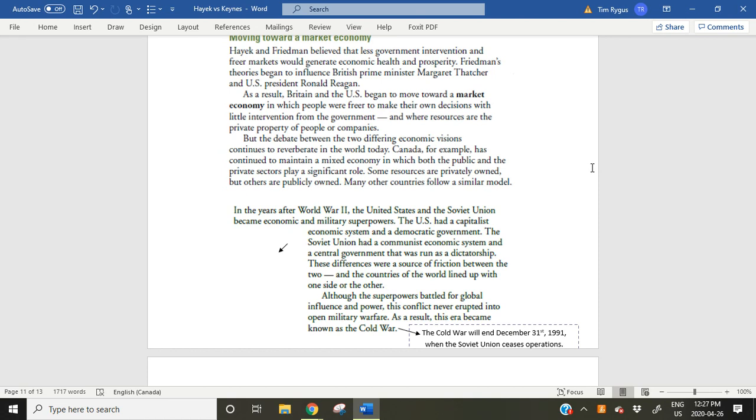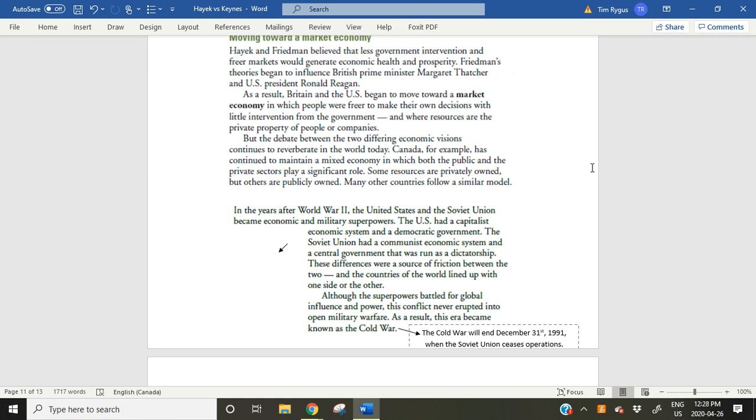Canada, for example, has continued to maintain a mixed economy in which both the public and private sectors play a significant role. Some resources are privately owned, but others are publicly owned. Most countries in the world follow a similar model. Interestingly enough, even if you go back and read Adam Smith, the godfather of economics and the market economy, even he supports having public education. So it's interesting that even those early free market thinkers still believed in some public policies.